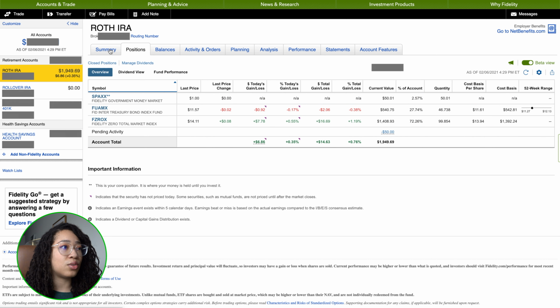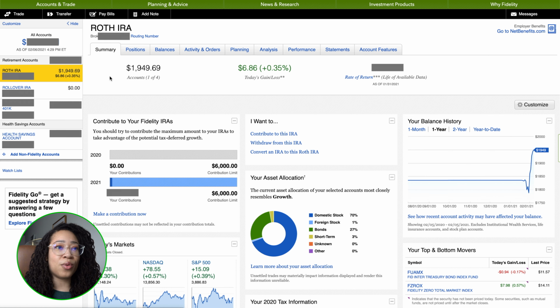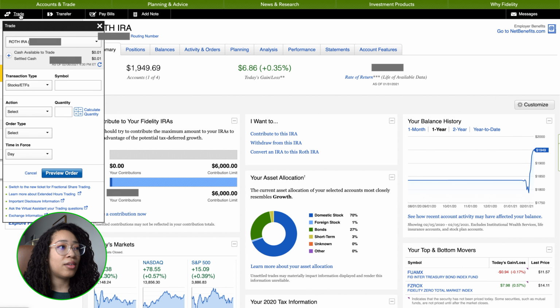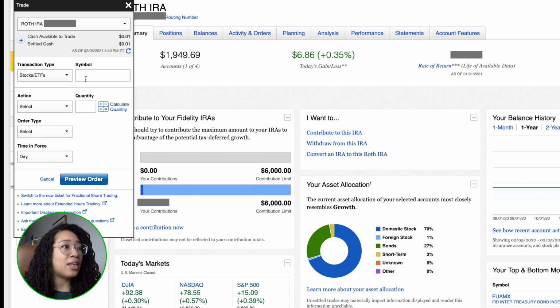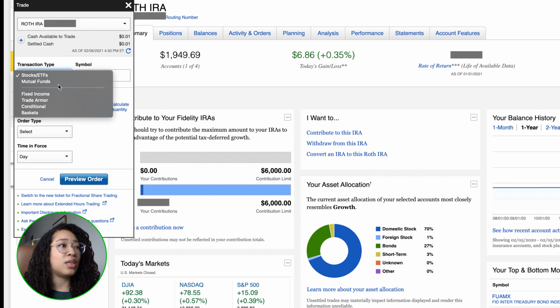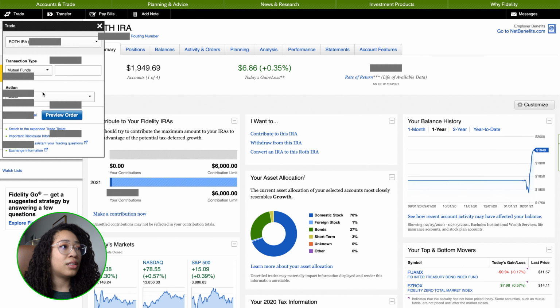So let's go back to summary. So now you know that your money may just be sitting in a money market account, but if you want to start investing, this is what you would do. You would go up here to trade, and that's when you would pick which index funds you want to invest in. Then you can choose the transaction type. I want to invest in mutual funds.